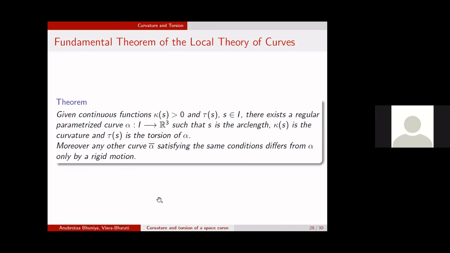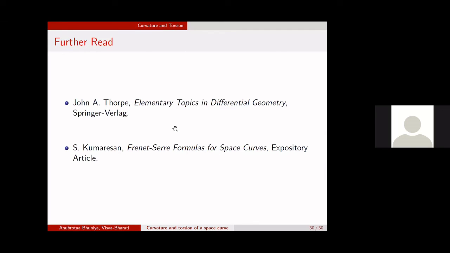And for further reading, I want to suggest Elementary Topics in Differential Geometry by John A. Thorpe. It mainly covers surfaces very properly, and in the last portion it covers curves. And the expository article by Professor A. Kumaresan, Frenet-Serret formula, is a bit advanced, so I am suggesting it for further reading after reading these books.